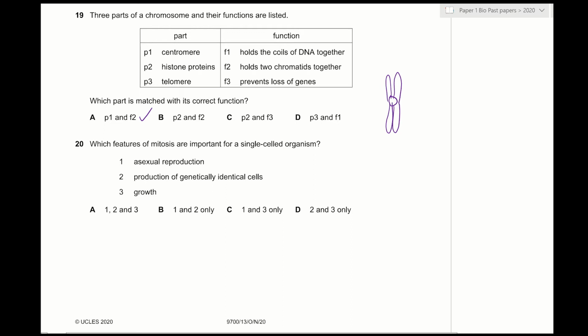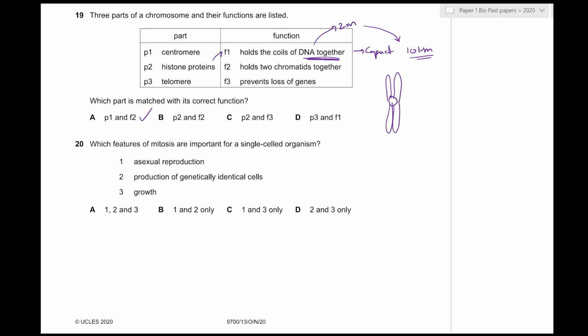B. P2 and F2. P2 are histone proteins, F2 holds 2 chromatids together. This is incorrect. Histone protein actually holds the coils of DNA together, makes it more compact, and allows it to fit in the 10 micrometer nucleus. Because the DNA strand is actually 2 meters, so it has to condense into that 10 micrometer nucleus by wrapping around histone proteins.